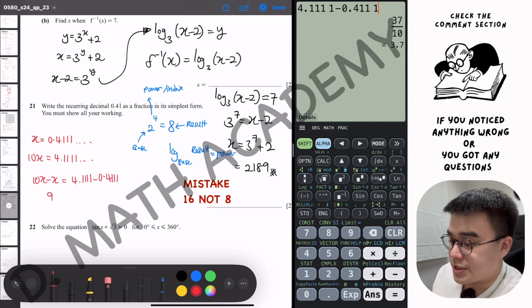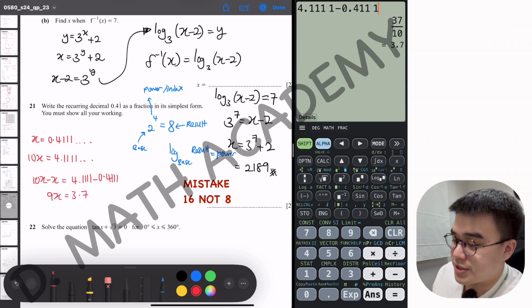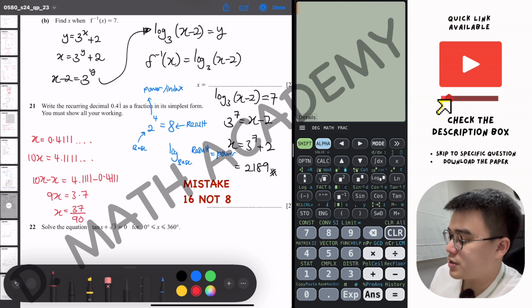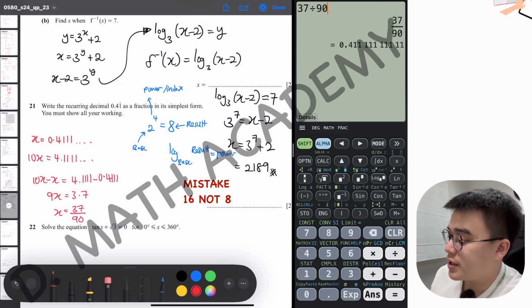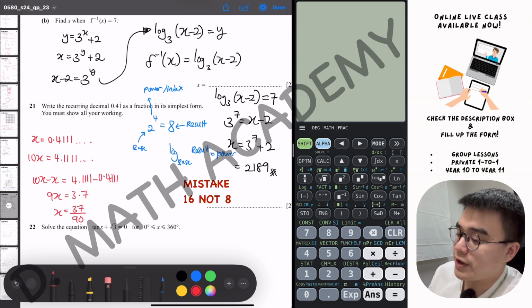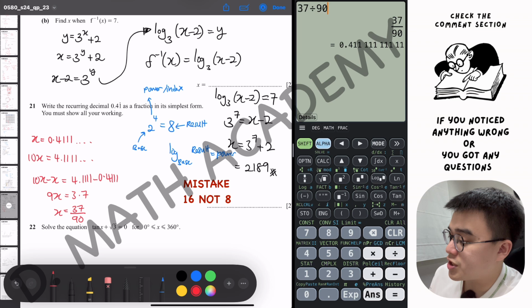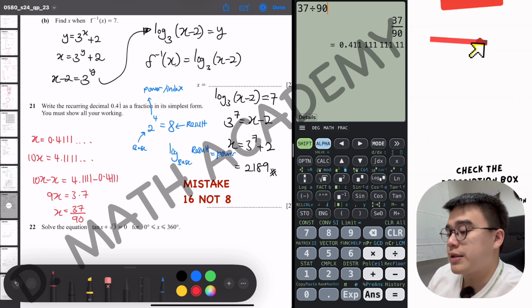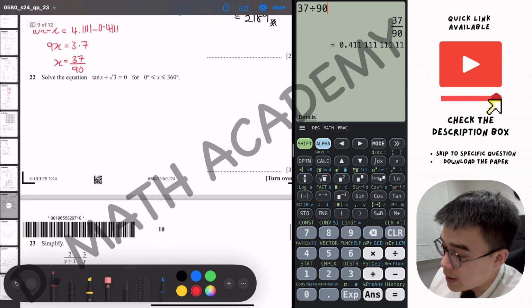You will get 3.7. 9x equals 3.7. X equals 37 over 90. So 37 over 90, that will be your final answer. Okay, you can't do anything else. 37 over 90, just to check, it was indeed the one that was repeating here. And that's it for question 21.